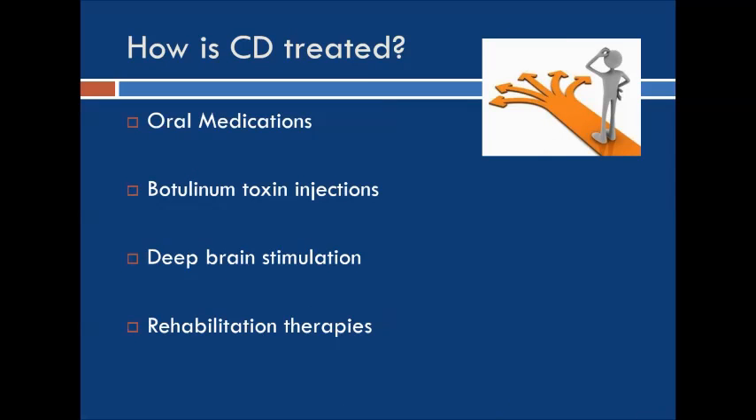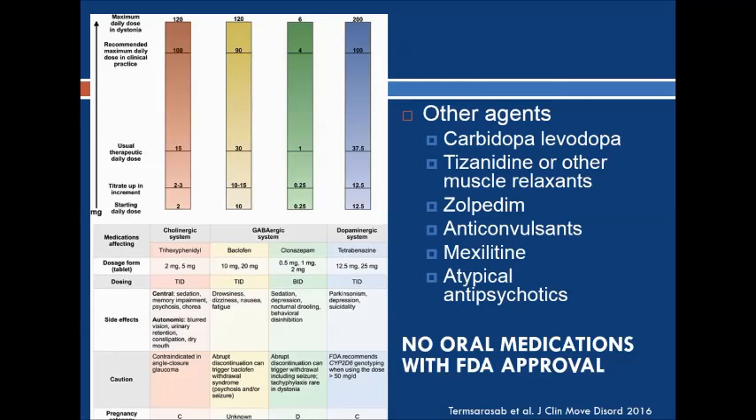Let's talk about the treatment of cervical dystonia. So there are really 4 major pathways for treatment: oral medications, botulinum toxin injection, deep brain stimulation, and we'll touch a little on rehabilitation therapies. So on the next slide, what you're going to see are the oral medications that have been used in cervical dystonia. And you can see they kind of divide themselves out.